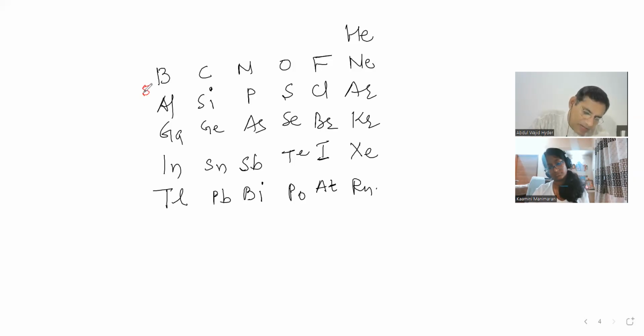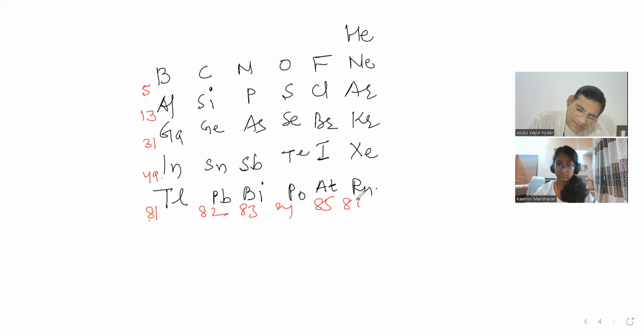Now see, atomic number of boron is 5. 5 plus 8, 13. 13 plus 18, 31. 31 plus 18, 49. 49 plus 32 will be 81. This is 81, so obviously this will be 82. This will be 83. This will be 84. This will be 85. This will be 86.